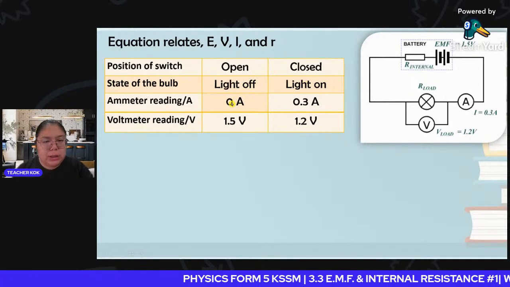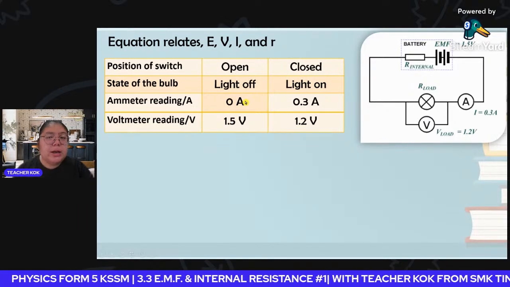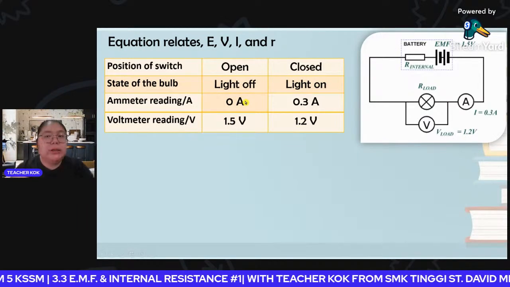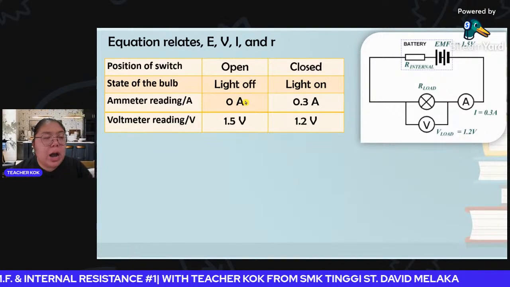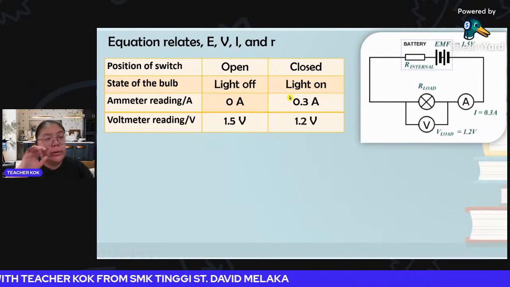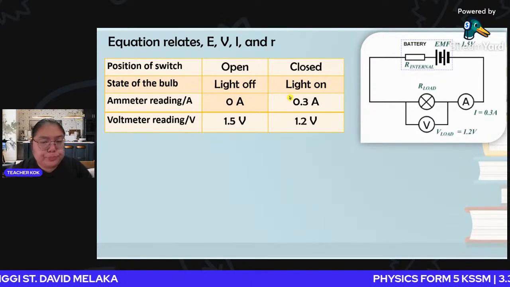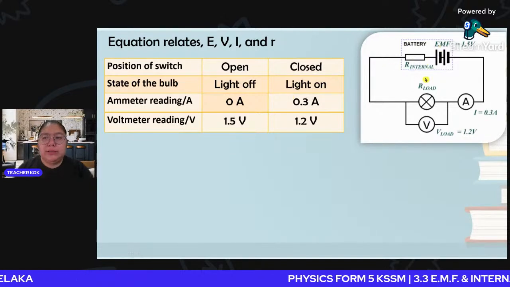How about the ammeter? The first one is 0 ampere, no current passes through. When I just close it, there is current already. Now the current is how many? 0.3 ampere. Now you can see this diagram.